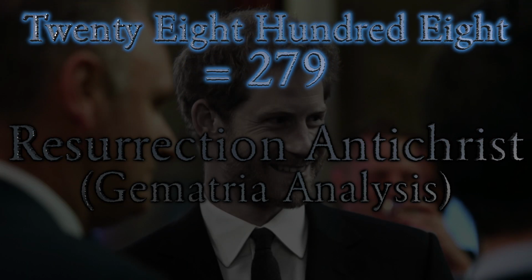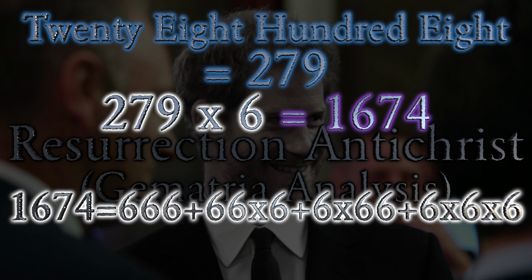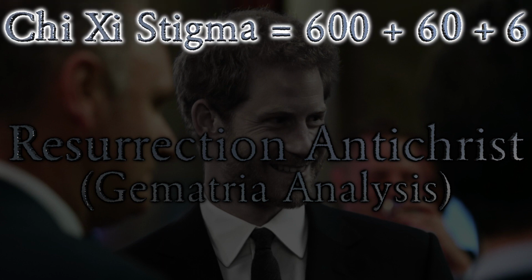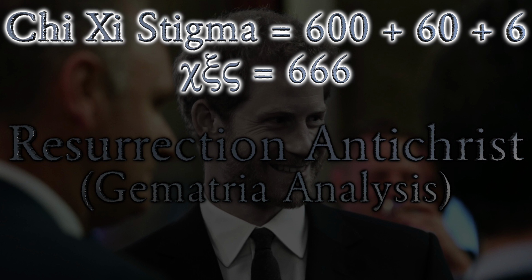The number 2808 using ordinal English Gematria equals 279, which, if multiplied by 6, equals 1674. 1674, as previously spoken, is a number that is saturated with the number 6, and it would seem that the number 2808 is tied to that number. The Greek letters chi, xi, and stigma, which represent the numbers 600, 60, and 6, are seen in Revelation chapter 13, verse 18. They represent the numbers 600, 60, and 6.